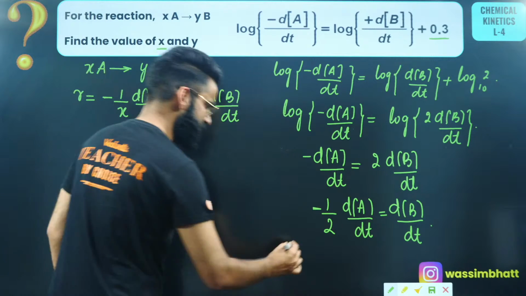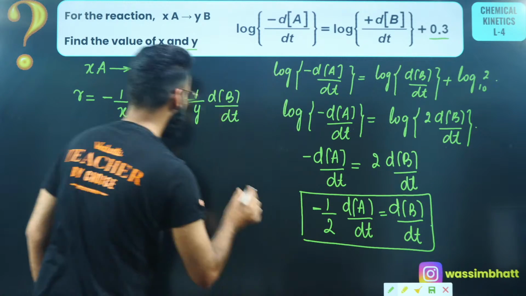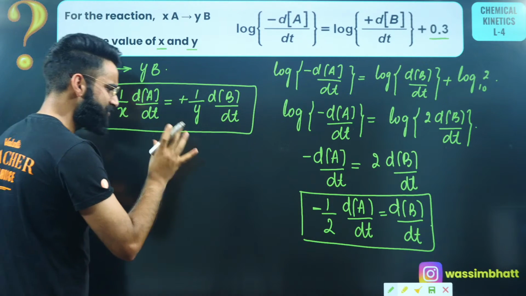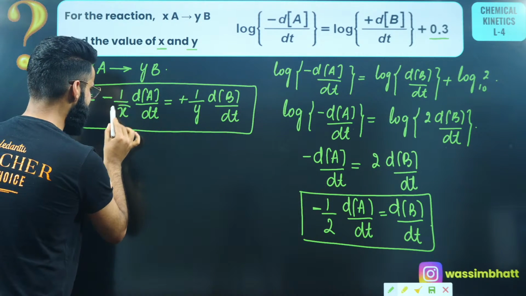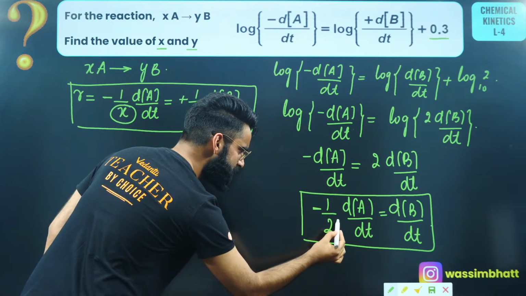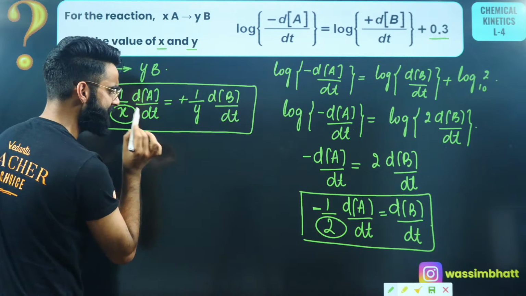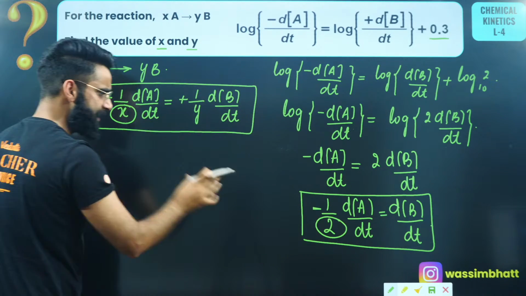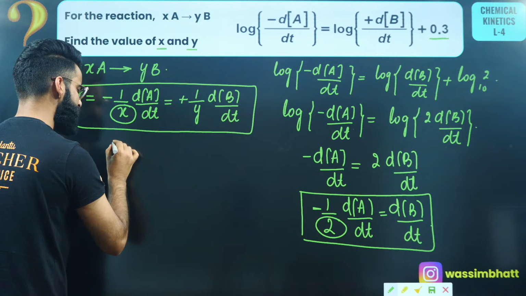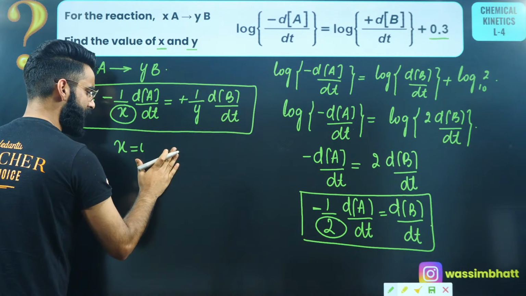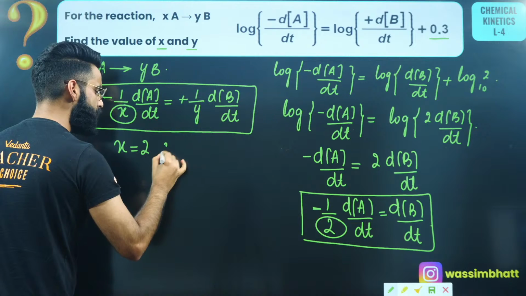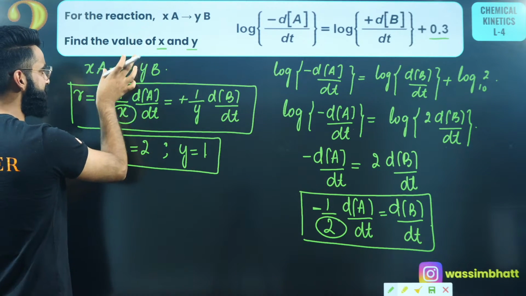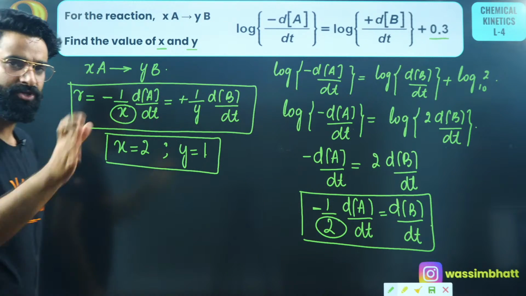Now people understand. If you compare this equation with this equation, on comparing the two equations, this x has to be equal to 2, and this y has to be equal to 1. You get the value of x as 2 and the value of y as 1. These were the stoichiometric coefficients in this reaction which I was supposed to calculate. I'm sure you got the concept.